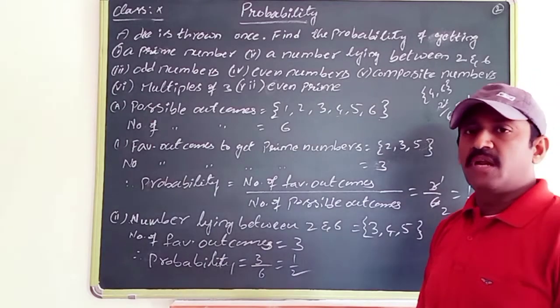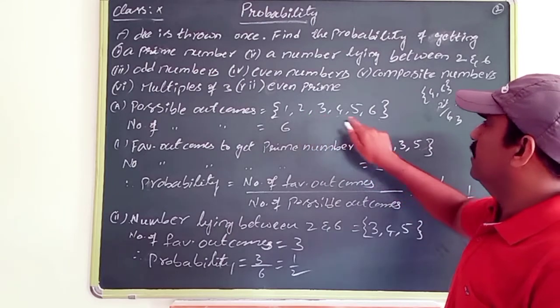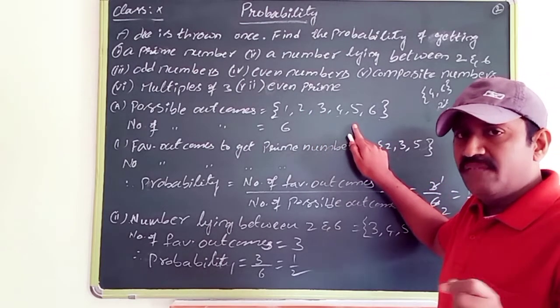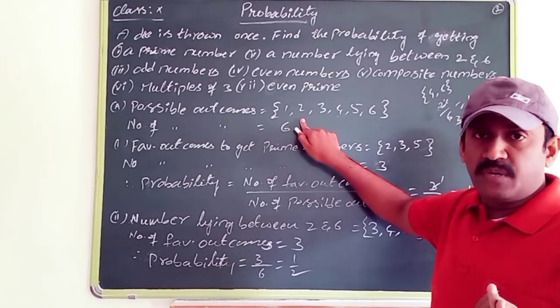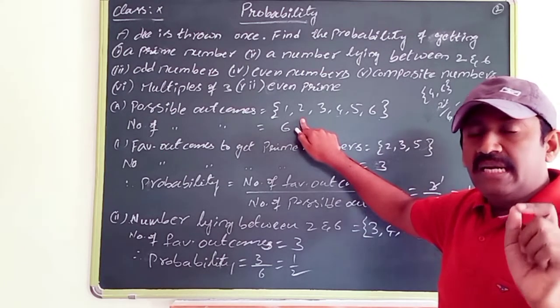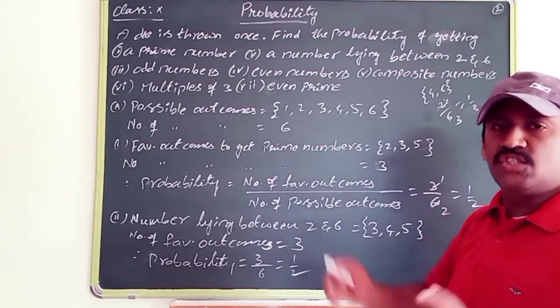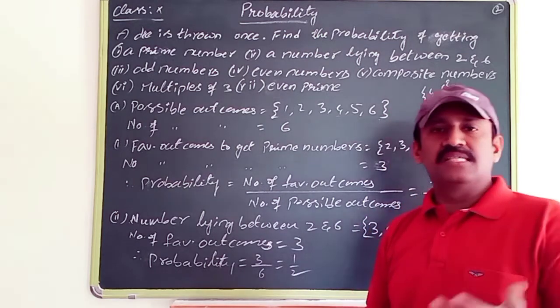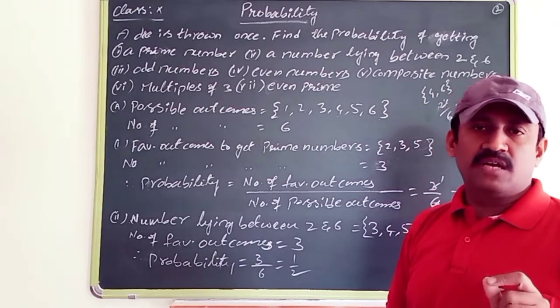What are even prime numbers? The prime numbers I said are 2, 3, 5. Even prime is 2. Even prime, least prime, so both are 2 only. The least prime which is odd is 3. But the least prime number is 2, and the even prime number also is 2.